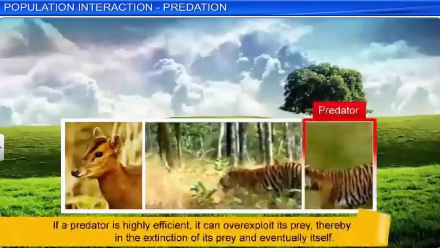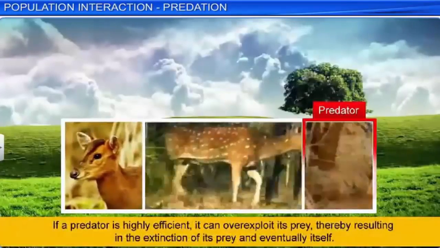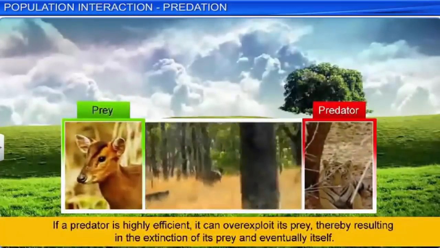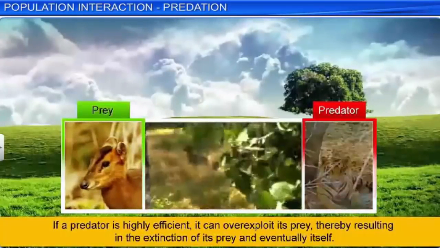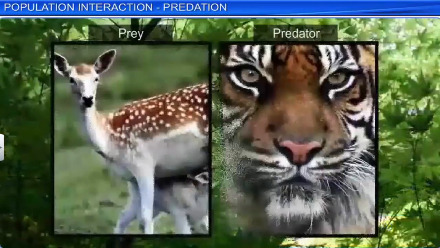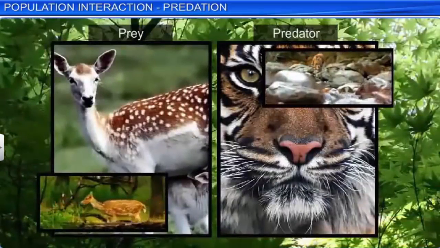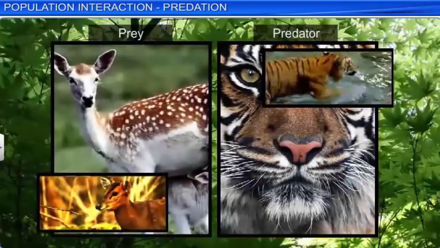If a predator is highly efficient, it can overexploit its prey, thereby resulting in the extinction of its prey and eventually itself. However, such a situation rarely occurs in nature, as predators are prudent. They do not kill too many prey and leave some for later.